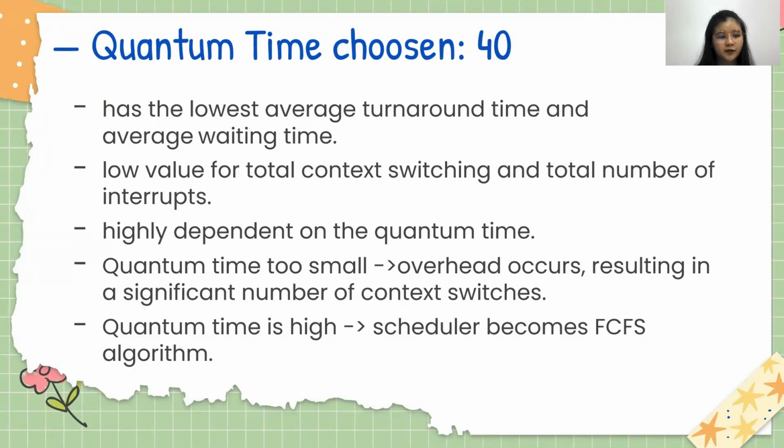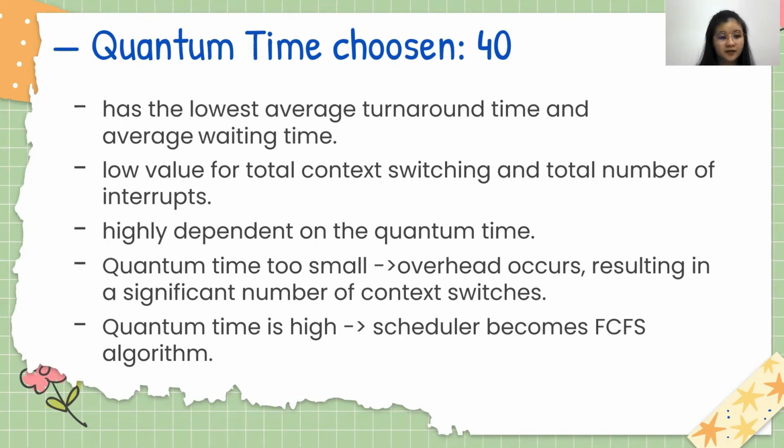Therefore, we choose 40 as the most appropriate quantum time for our job list. This is because it has the lowest average turnaround time and average waiting time. It also has a lower value for the total context switching and total number of interrupts.